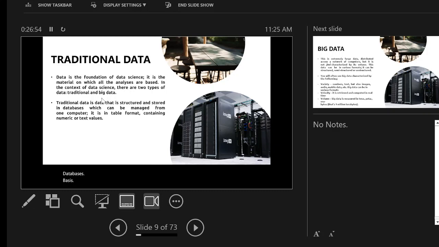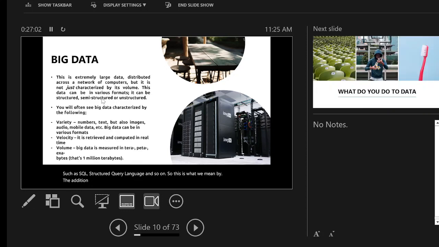Such as SQL, structured query language, and so on. So this is what we mean by traditional data. Now, the next one is called big data. It's what's called big data.